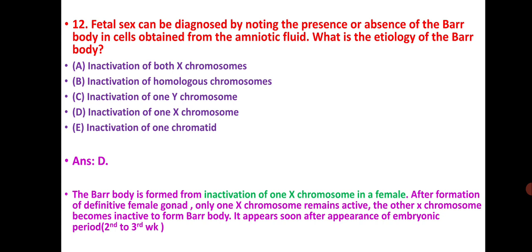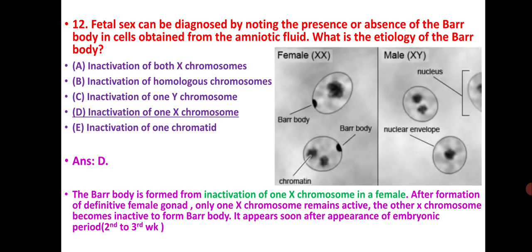So, after formation of the definitive female gonad, only one X chromosome remains active and the other X chromosome will be inactive, and that forms the Barr body. It appears soon after the appearance of the embryonic period, that is the second to third week.